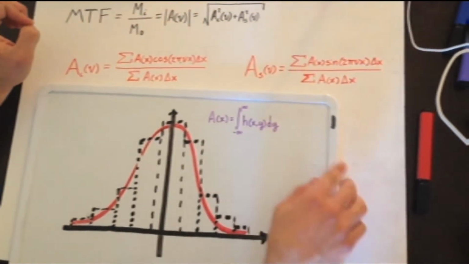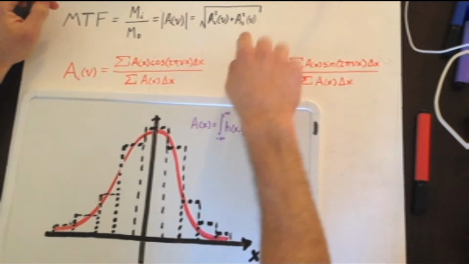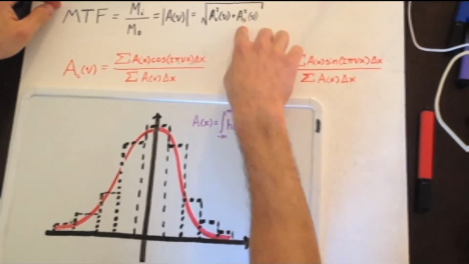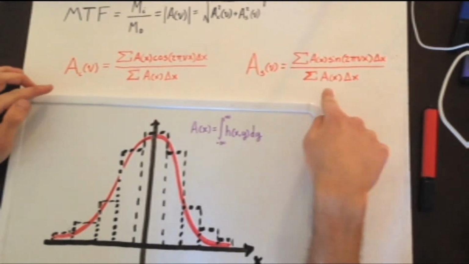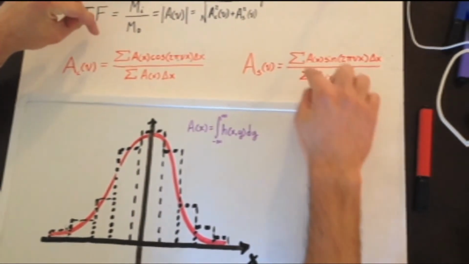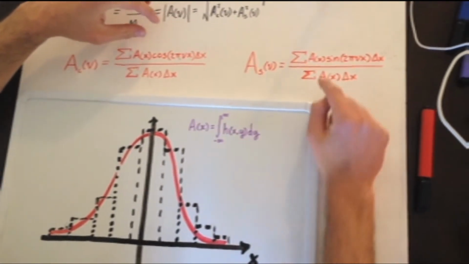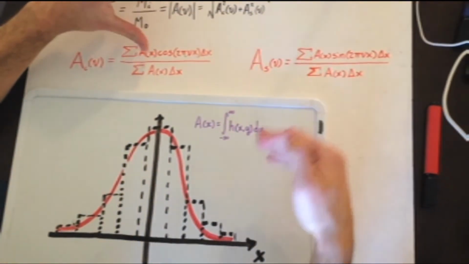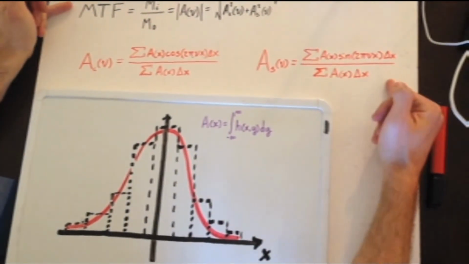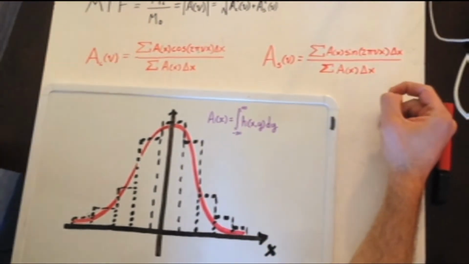The line spread function here, the MTF is this equation here, and if you look right here, we have our A sub C and A sub S, and those are written out here, and within those, this is the numerical approach, so we have these summations, and within these equations we have the A(x), which is our line spread function. So you can see that we can go from our line spread function to our modulation transfer function, which is what we do in our MATLAB program.